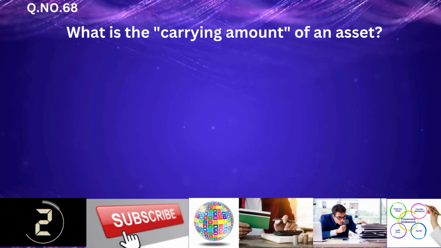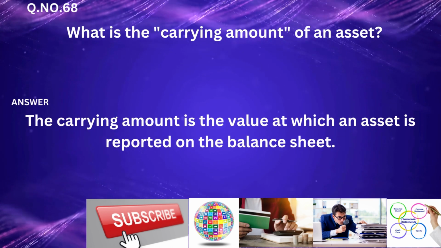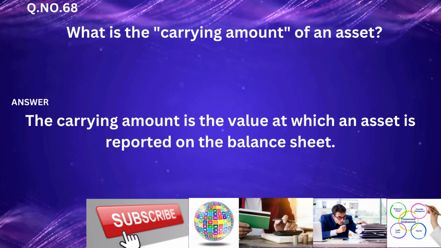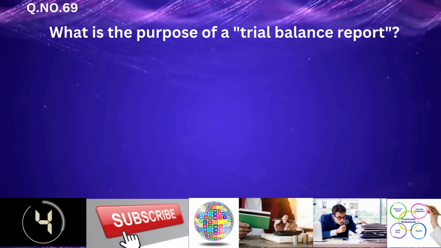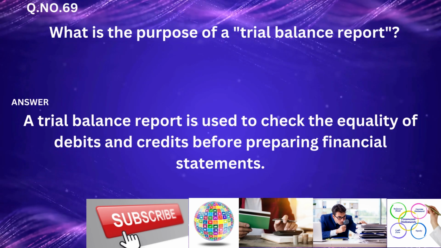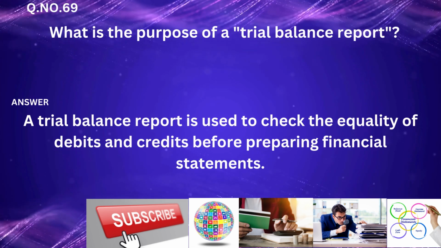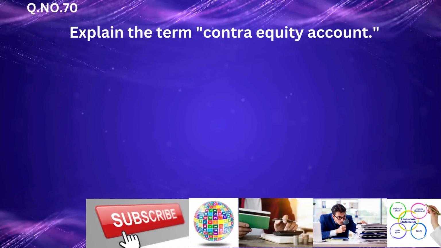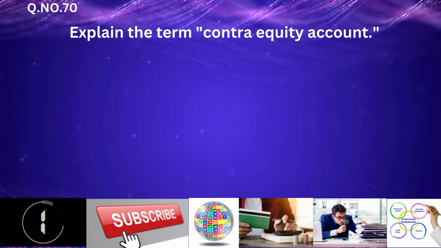Question 76. What is negative goodwill in accounting? Answer: negative goodwill occurs when the purchase price of an acquired business is less than the fair value of its net assets. Question 77. Define working capital in bookkeeping. Answer: working capital is the difference between current assets and current liabilities, representing a company's short-term financial health.